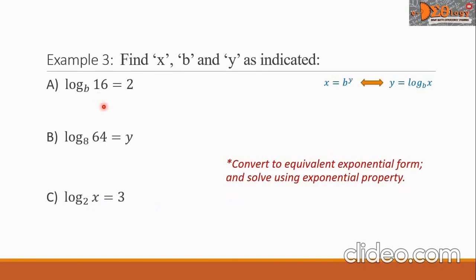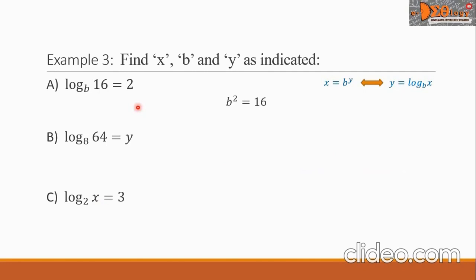Let's begin with letter A. The equivalent exponential form of letter A is b squared equals 16. The b is the base, so I write the base here, and this number 2 is the exponent, so we have b squared. And this is equal to this number 16. Now, I know that this 16 is the square of 4. So I can show that b squared equals 4 squared. And then I'm going to use a property of exponential function.